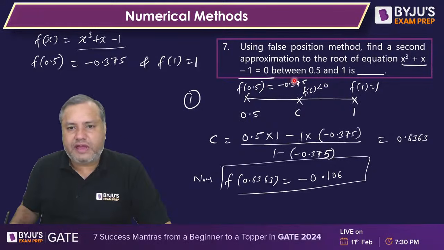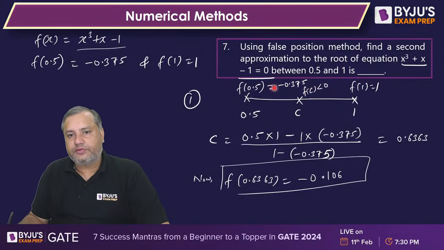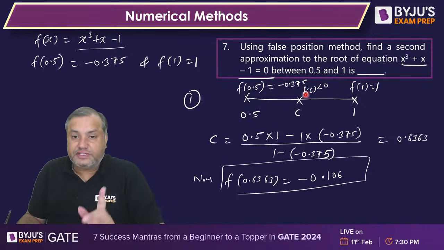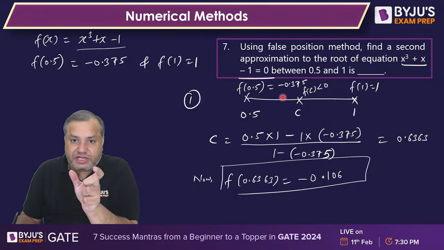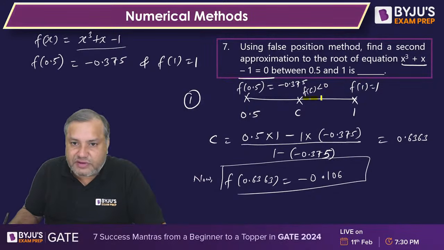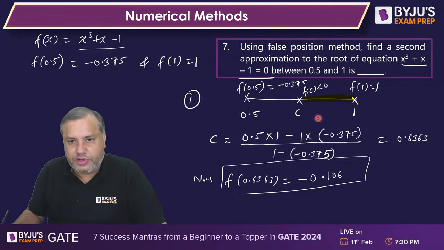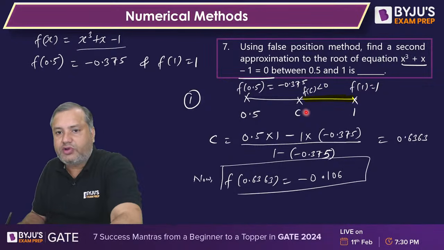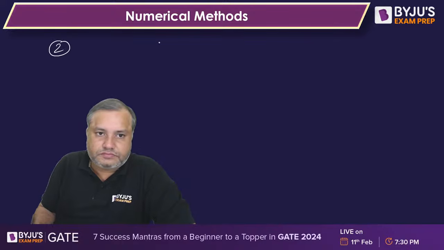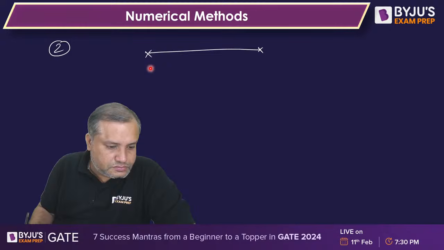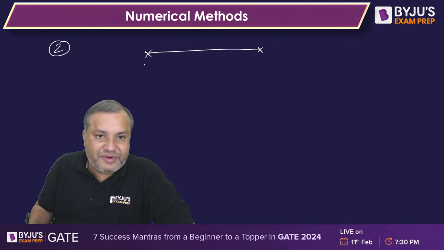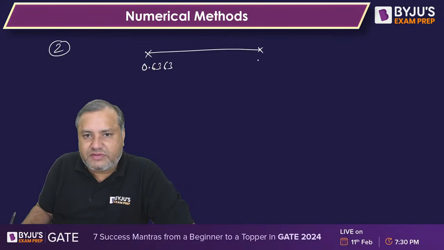F of 0.5 is negative. F of c is negative. Since f of 0.5 and f of c are having the same sign, the root will not be lying in this interval. So root will be lying in this interval, because f of c is negative and f of 1 is positive. So for second iteration, we will draw a number line. Very good, Rahul. Superb. This is the value of c and this is the value of 1.